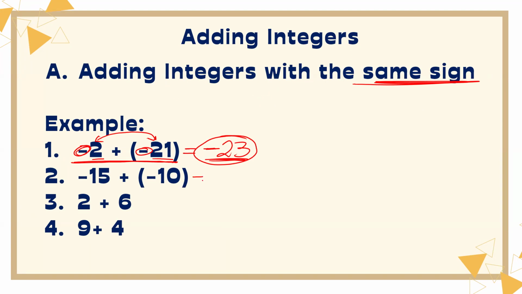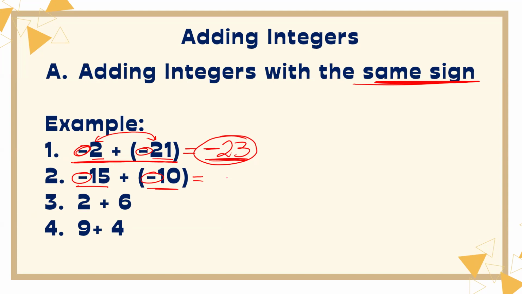Let's go to the second example. If you have negative 15 plus negative 10, do they have the same signs? Yes, the two numbers have the same sign. They both have a negative sign. And then the second step, we add the absolute values of the two numbers.